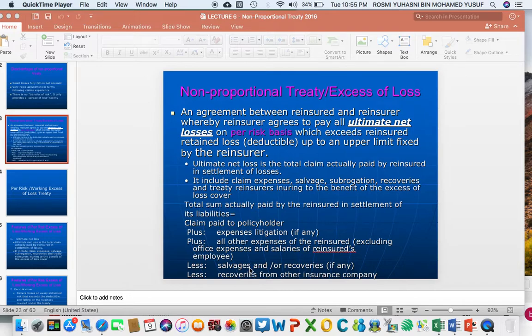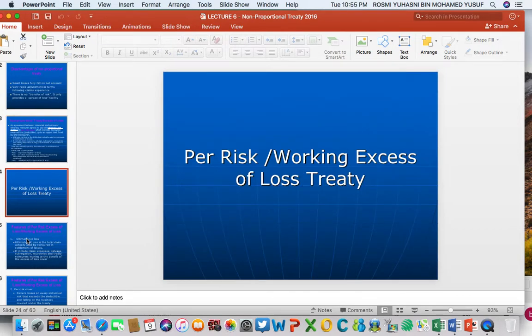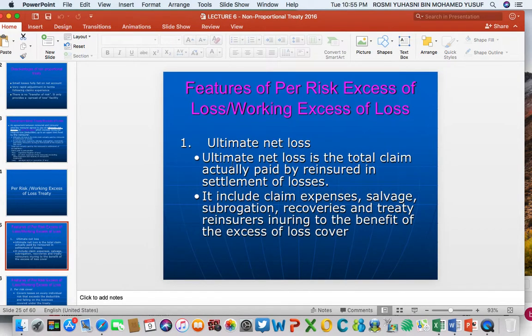Salvages is the amount of money recovered by the insurer after they dispose of an item, and other recoveries from other insurance companies. So this is ultimate net loss. You can read it again.